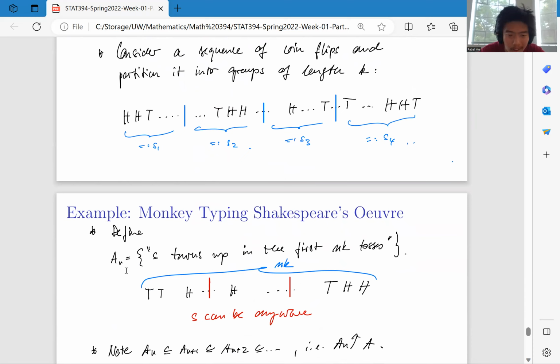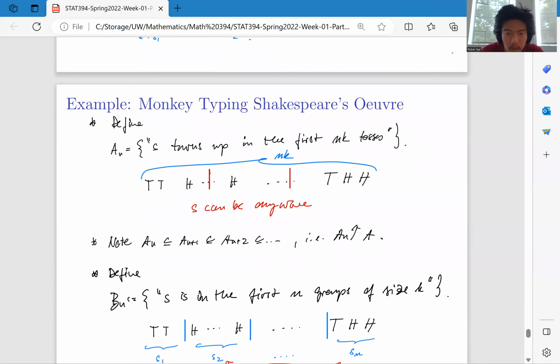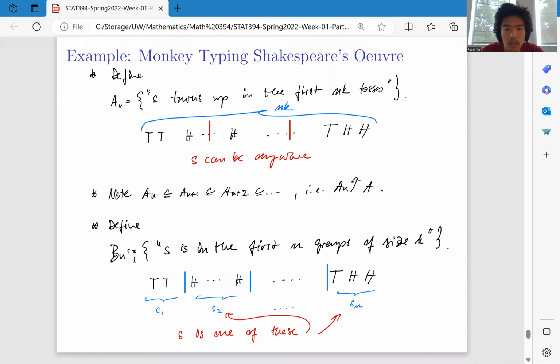How to interpret that? It's like the S turns up in the first nk tosses. So S can be any of the tosses there, S can be any of the sets before nk. But another set is Bn, which is that S is in the first n groups of k.